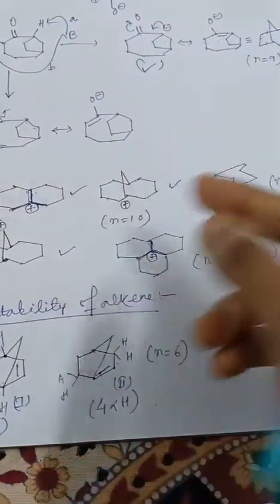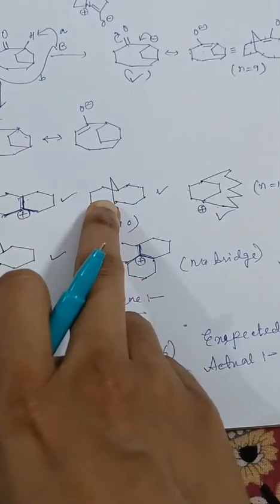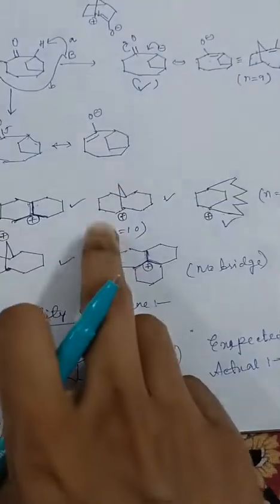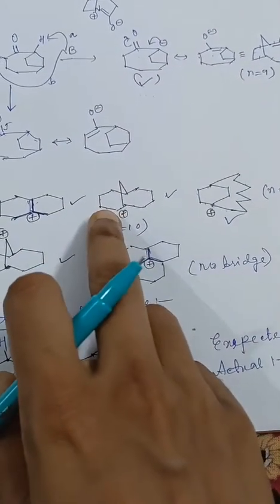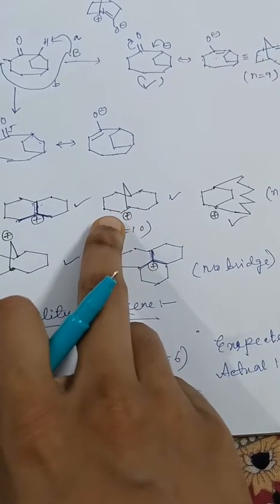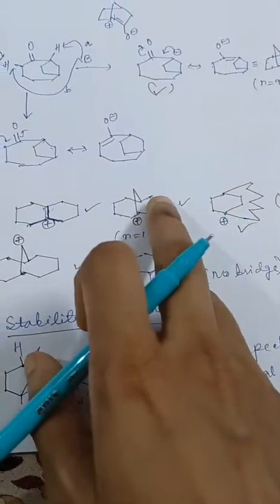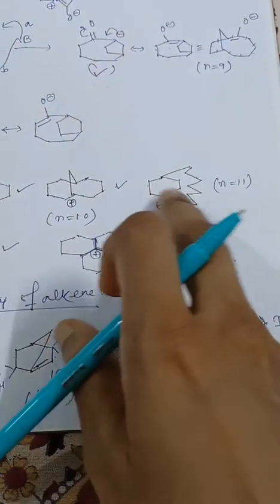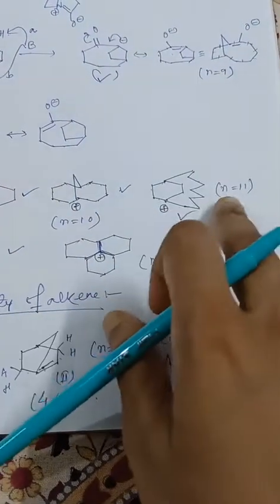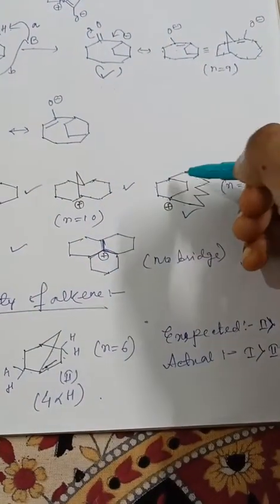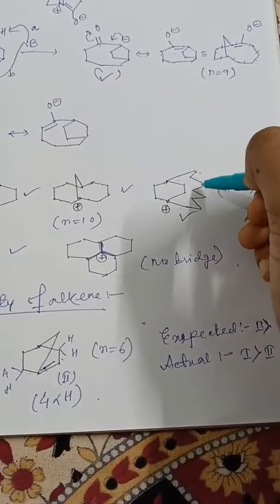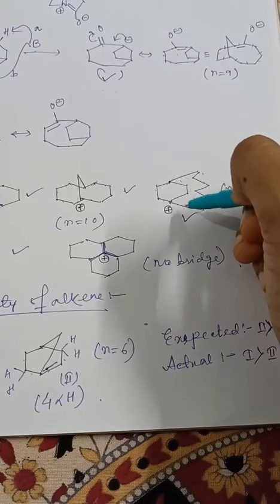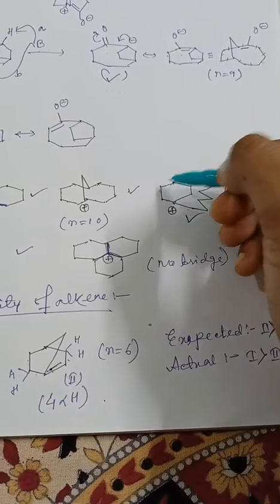In the next example, the carbocation is in bridgehead position. First you have to check whether the carbocation is in bridgehead position or not. Yes, it is in bridgehead position. Now count the n, which is clearly 10. Of course, this is possible. In the next example, this carbocation is in bridgehead position and here n equals 11. You just count 1, 2, 3, 4, 5, 6, 7, 8, 9, 10, 11.